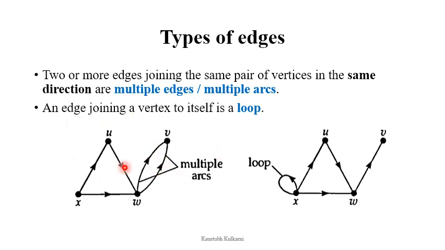Right now, this graph is not a simple graph because we have two edges going from W to V, and both are in the same direction. If one of them was in the opposite direction, then it would have been a simple graph. This is a self loop.